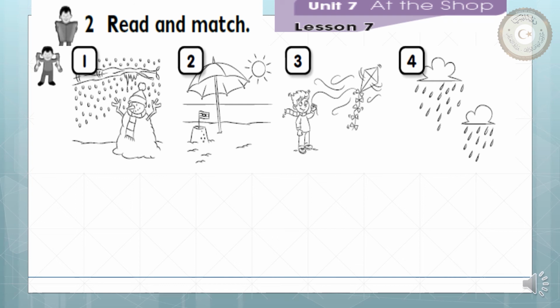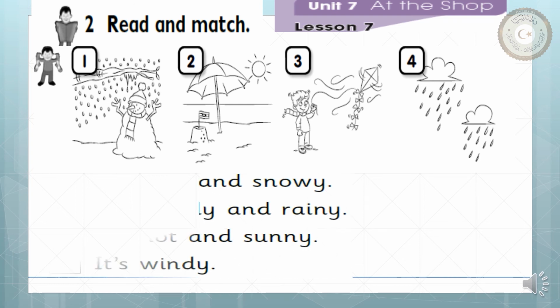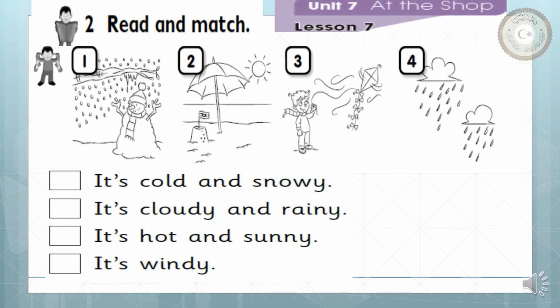Now look at here. Here we have the sentences. All of these sentences are talking about the weather. What is the weather like? This is the main question. You will ask this question for each picture. What is the weather like? So what is the weather like in picture number 1? What is the weather like? Okay. Check up.